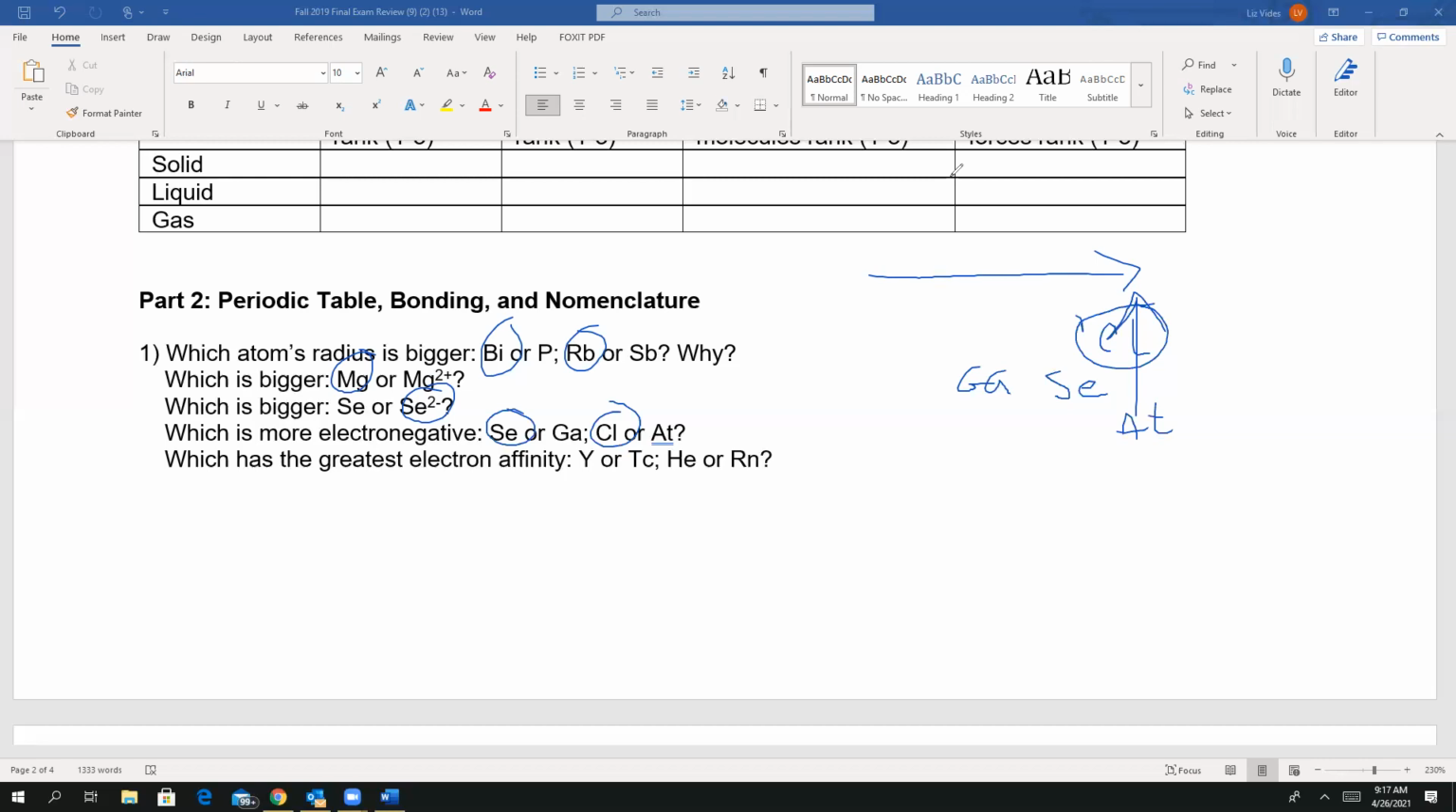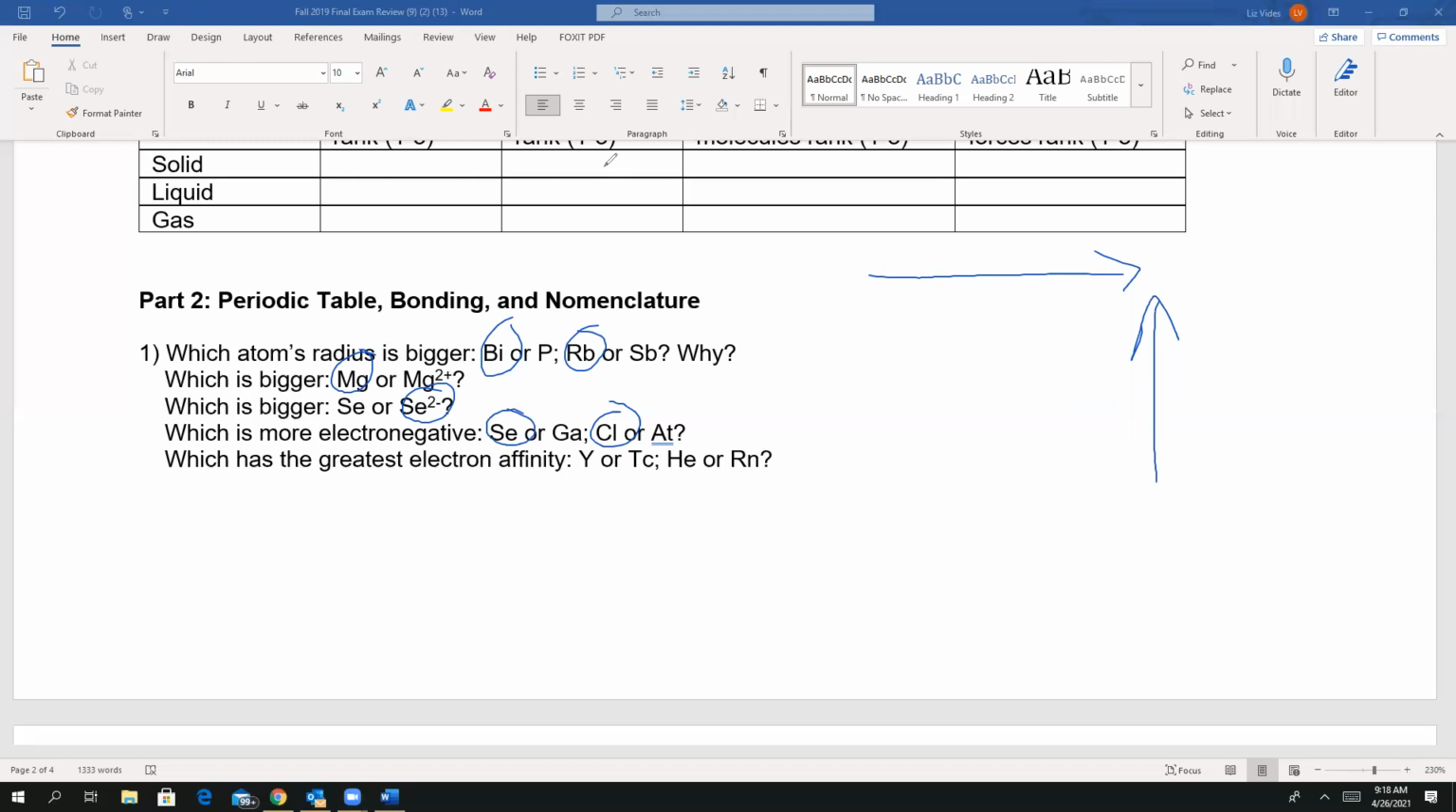And then the last thing that we have is electron affinity. Now, electron affinity can include the noble gases. Why can it include the noble gases? Because it is how strongly they hold on to their electrons. And they're the ones that don't want to let go, right?